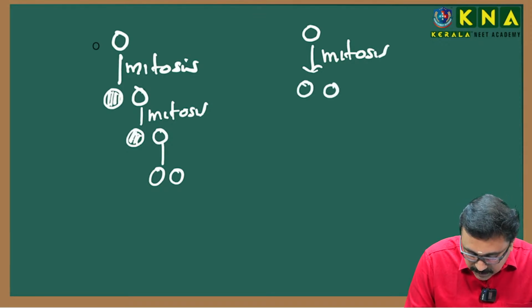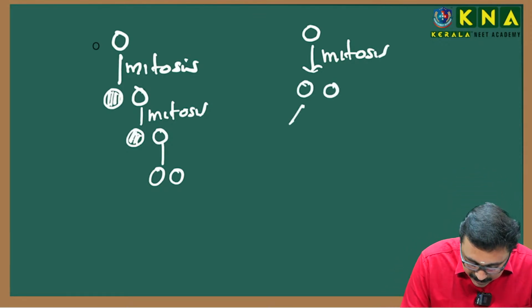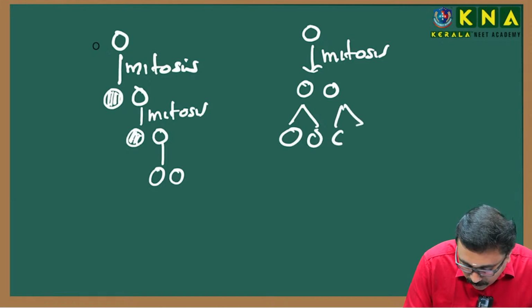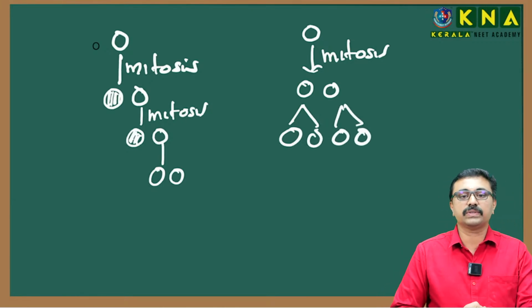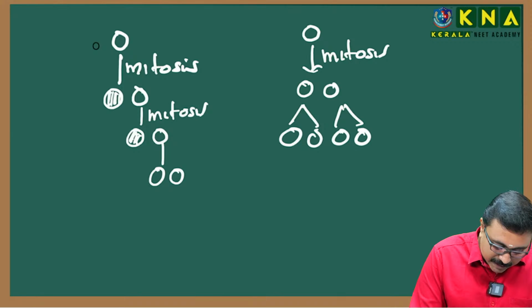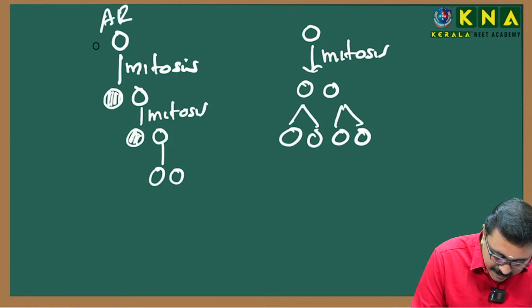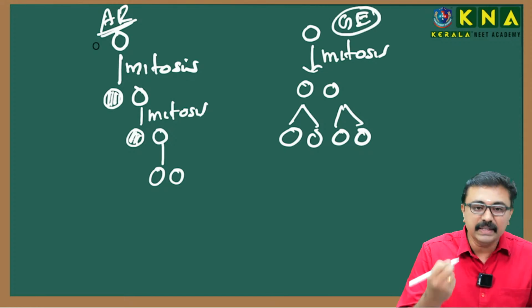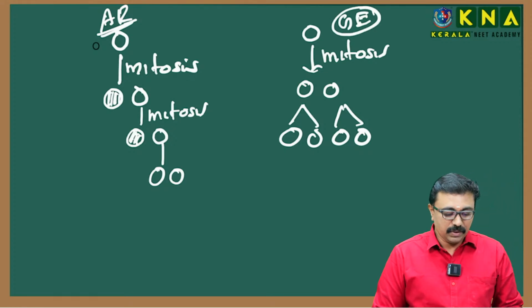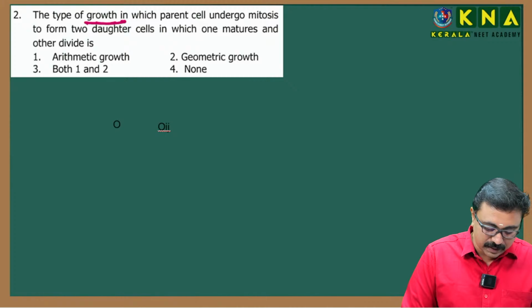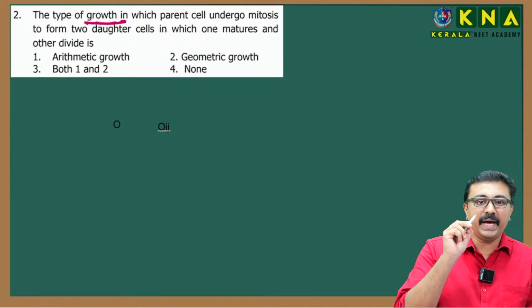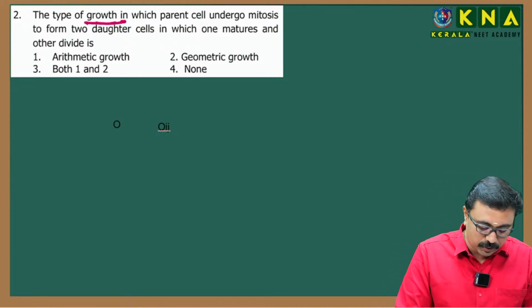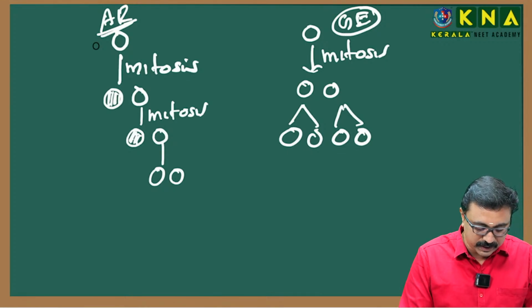As a result of this, 2 new cells are there, and each cell will undergo division, mitosis again. So this kind of growth rate is called arithmetic growth rate, and this kind of growth rate is called geometric growth rate. Okay, so in our question, the question is: one parent cell undergo mitosis to form 2 daughter cell.